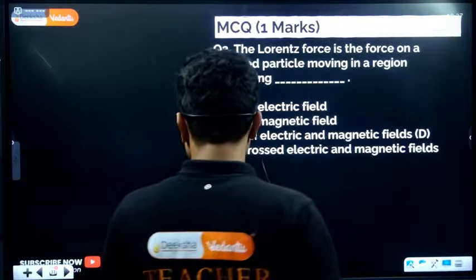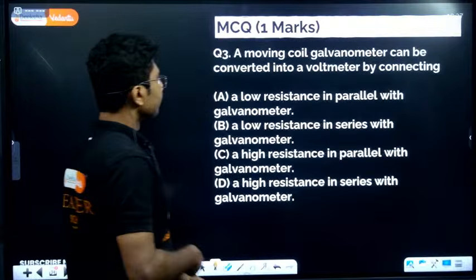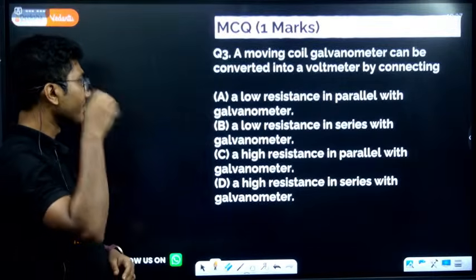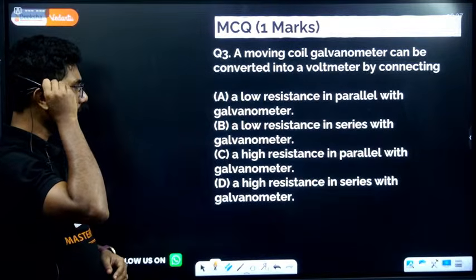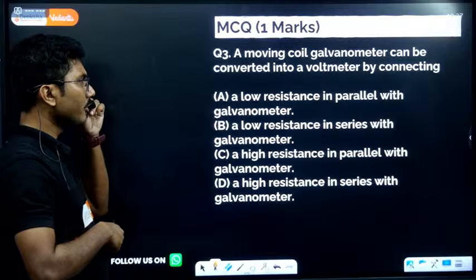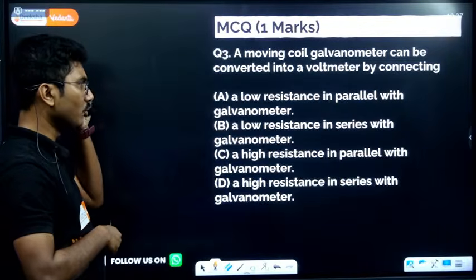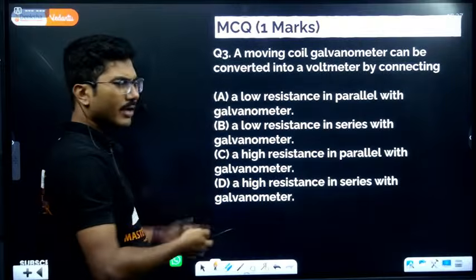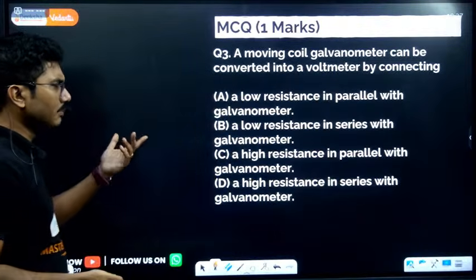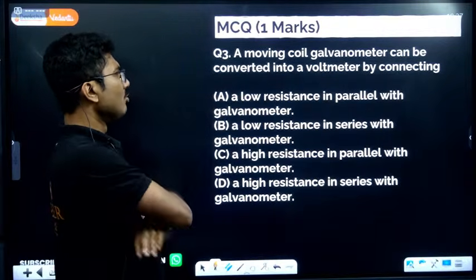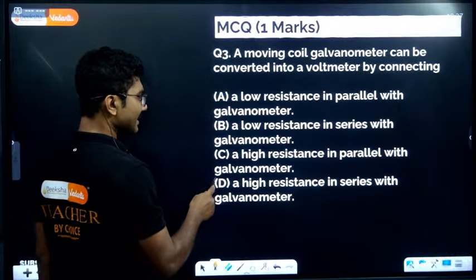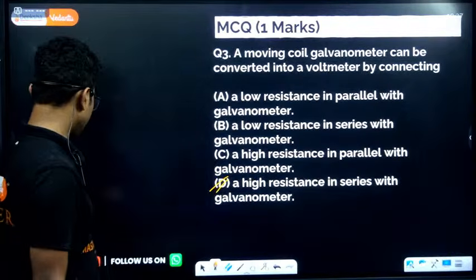Okay, now let's move on. A moving coil galvanometer can be converted into a voltmeter by connecting a low resistance. I think this is not required for your FA-1, but anyway, let's see. A moving coil galvanometer can be converted into a voltmeter by connecting a high resistance in series. Okay, so this is the answer.